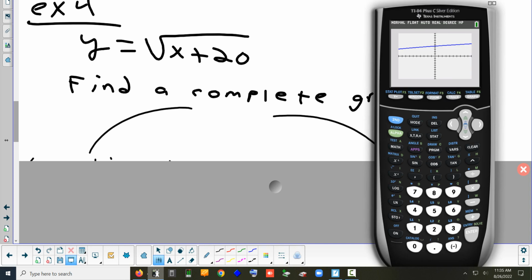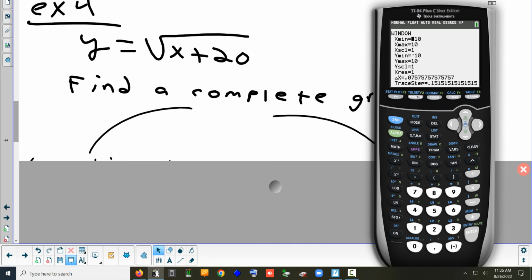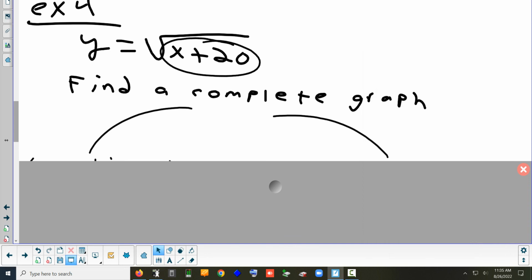So, if you look at this graph, which direction do you think I need to see more of to find the beginning of this curve? The x min. And if you think about this, what's the lowest number we can take the square root of and not get an imaginary? Zero. So what would be the smallest x value you could plug in? Negative 20. If you try negative 21, you're going to end up with a negative under the square root. That's not going to work.